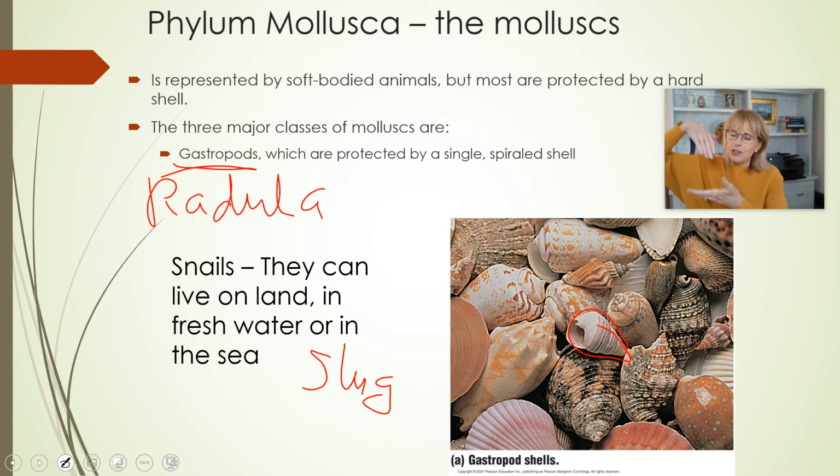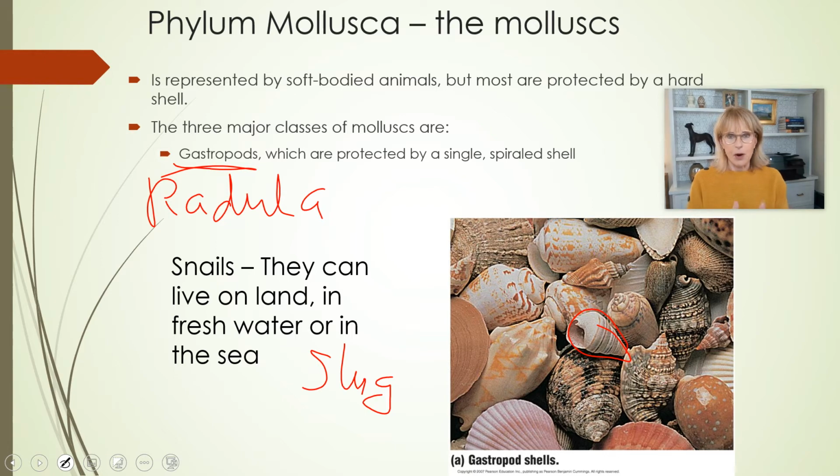And that radula scrapes the plant material and brings it into their little mouths. The radula is on the bottom of the foot. That's how a typical snail will eat. How does a typical snail move?